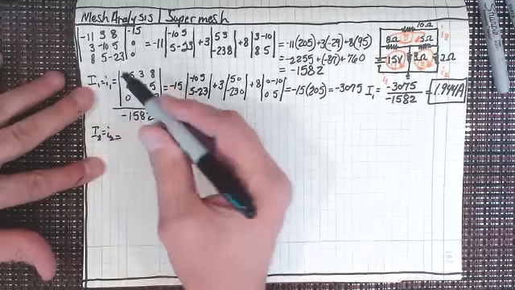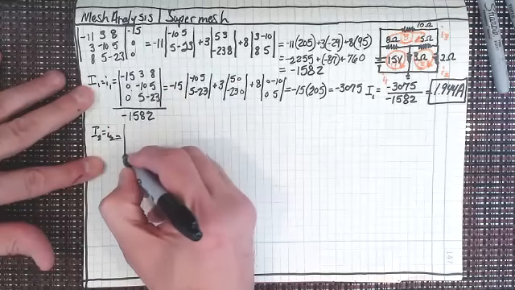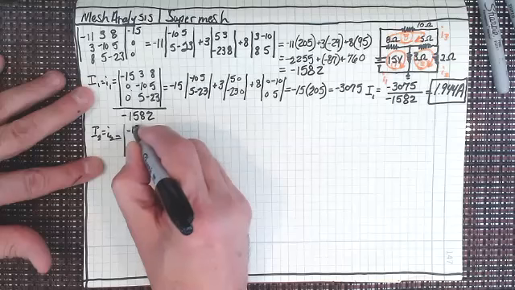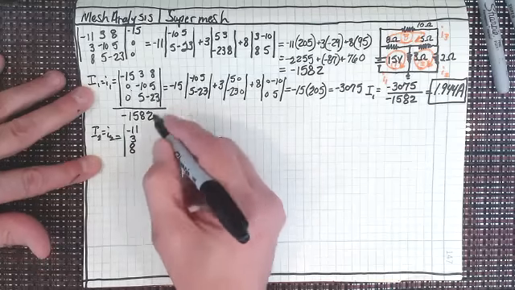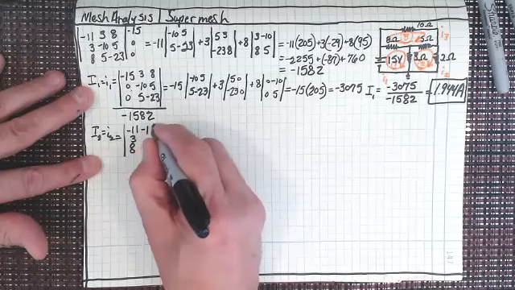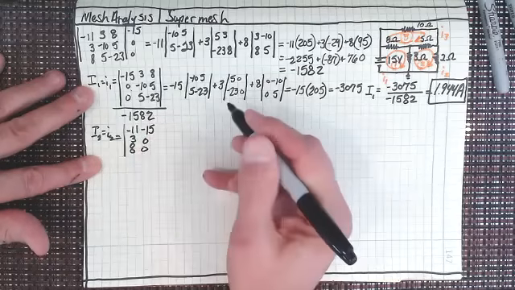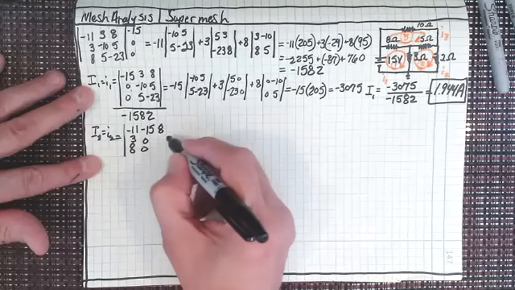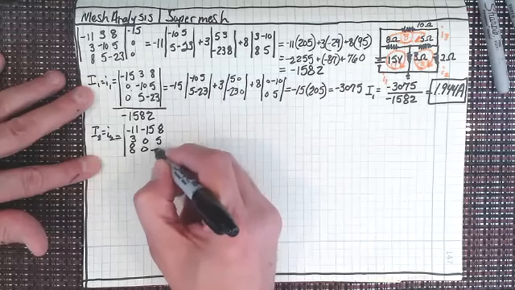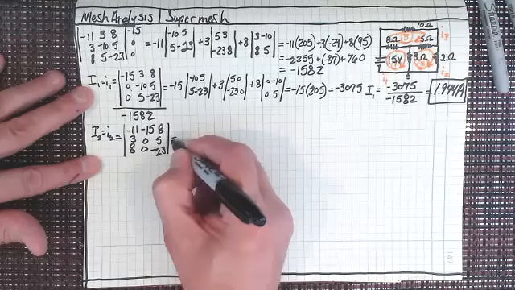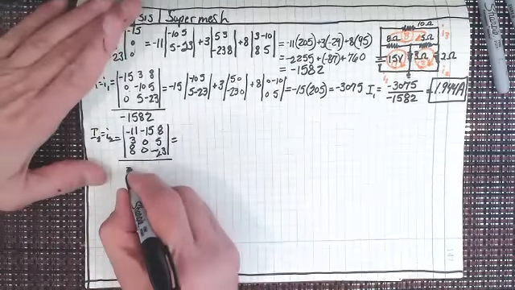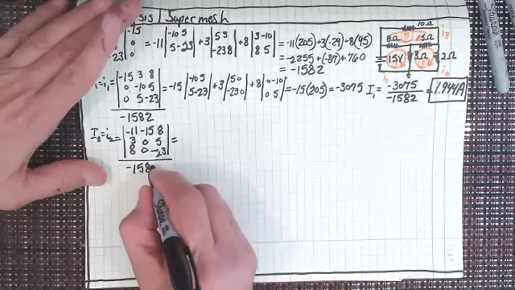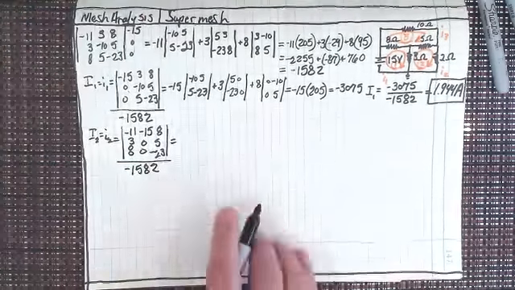So what we're going to do is take the original 3 by 3 matrix, minus 11, 3, 8. Now we're going to take the I2 column and exchange that 1, 5, 0, 0 for that column, and still keep the 8, 5, minus 23 for the third column. That's going to be on top. And of course, on bottom is going to be the minus 1582. All right, so let's do this.